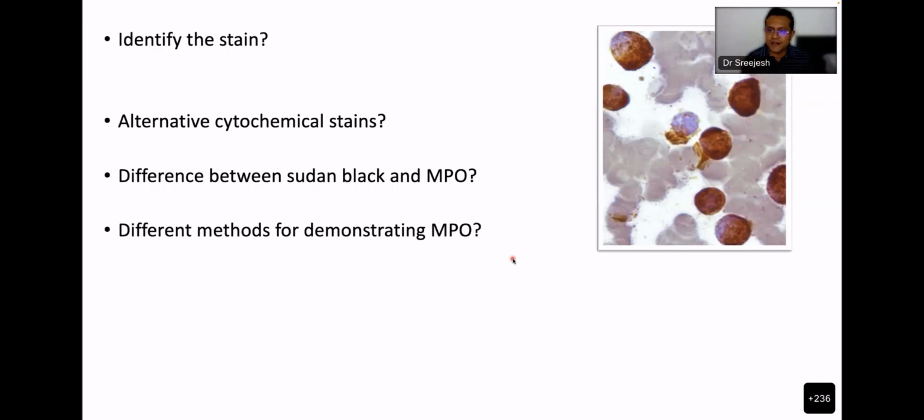Kartika, what are the 3 different methods for demonstrating the myeloperoxidase? Sir, I didn't understand the question. So MPO, one is the cytochemistry which you can do. So what are the other methods for demonstrating MPO? Sir, IHC and flow cytometry. Correct. So immunohistochemistry can be used and flow cytometry can also be used.